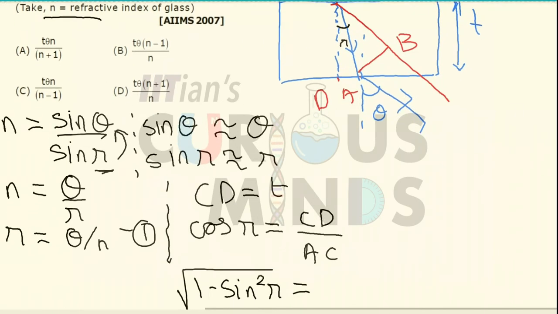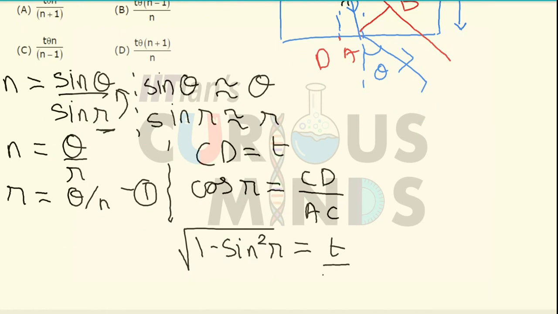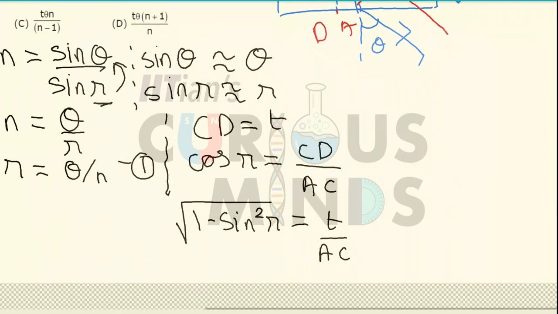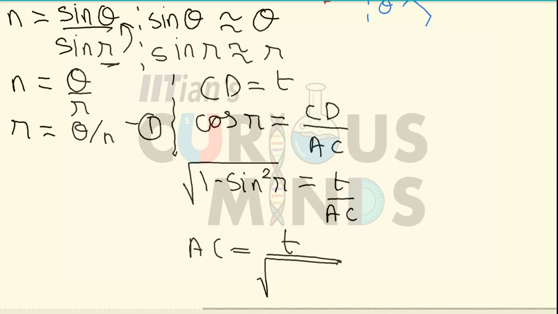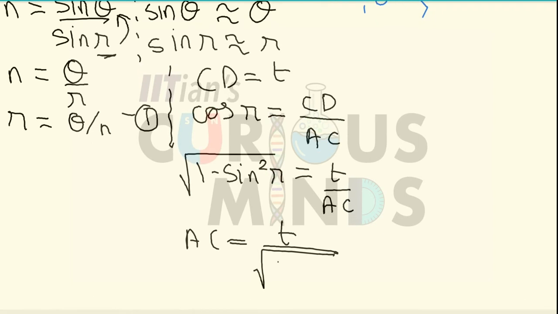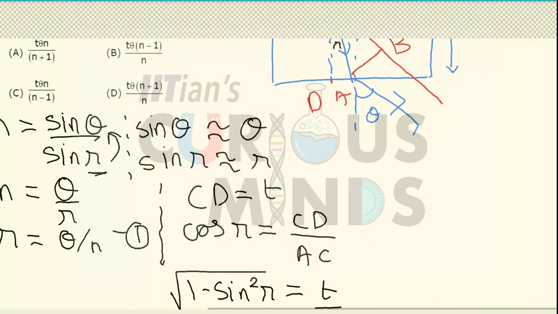CD is equal to t and AC is unknown. Let AC be as it is. So AC will be equal to t divided by root of 1 minus sin square r. Sin r is approximately equal to r, and r is equal to theta divided by n. So 1 minus theta divided by n the whole square, this will give AC. Let this be equation number 2. We have to find out the value of AB.